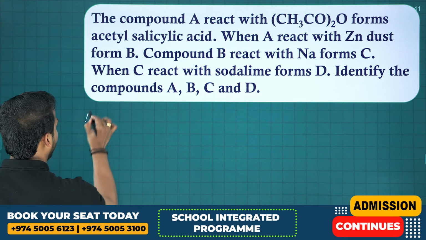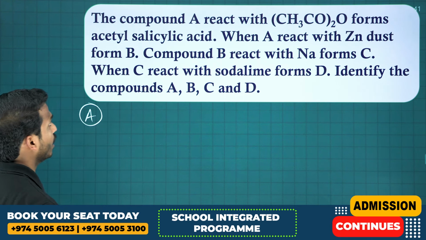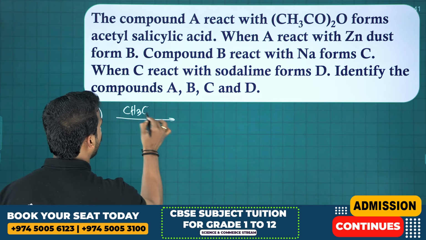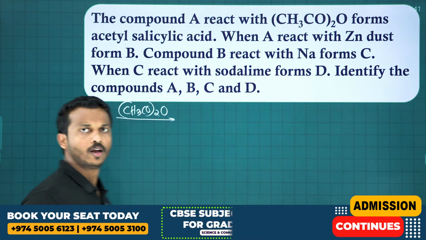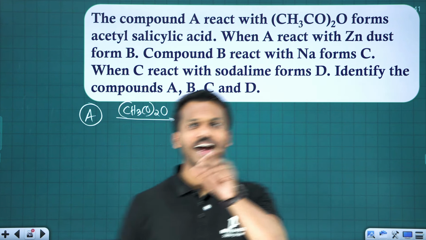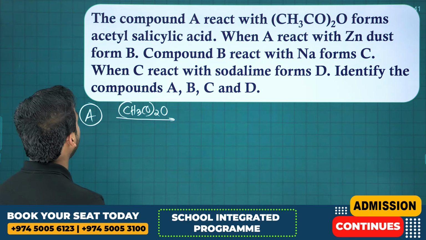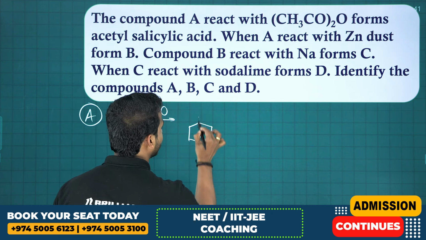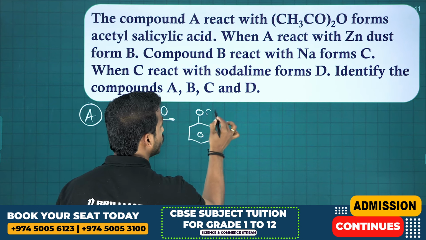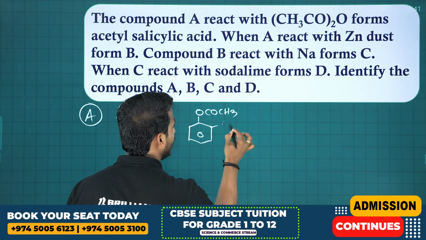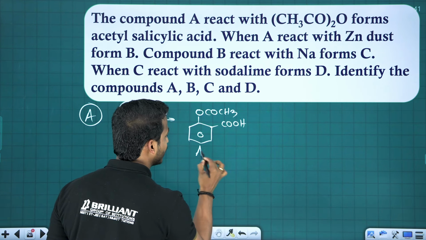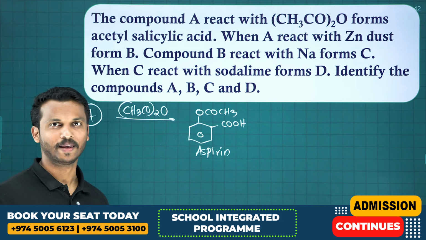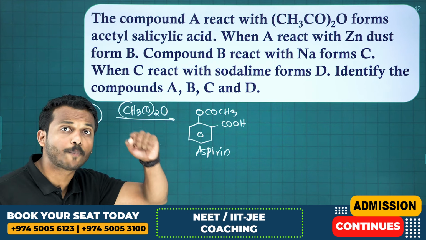The compound A reacts with CH3CO twice O. What is this? This is our acetic anhydride, right? Acetic anhydride forms acetyl salicylic acid. Do you remember the structure of acetyl salicylic acid here? We'll get OCOCH3 and COOH. This is our acetyl salicylic acid, also known as aspirin, the medicine.